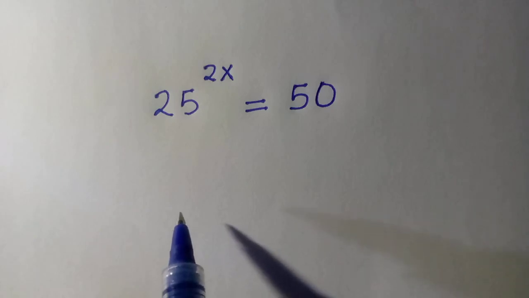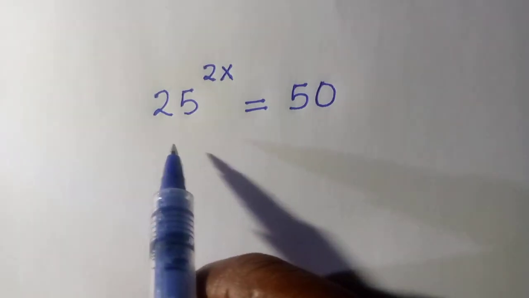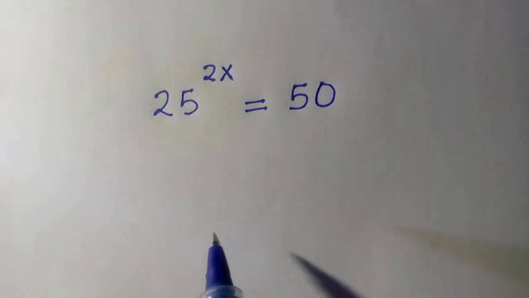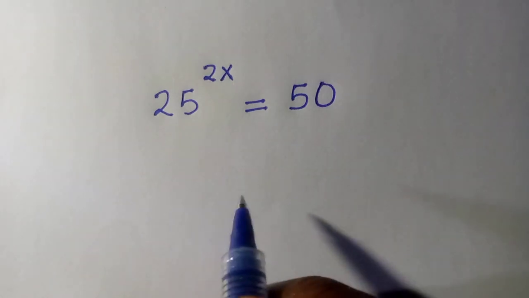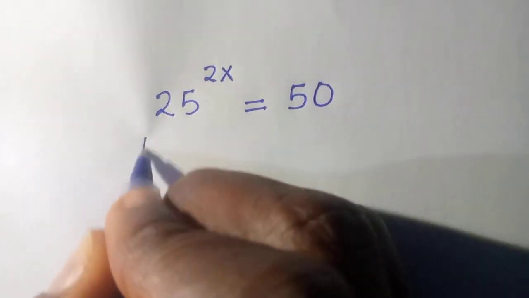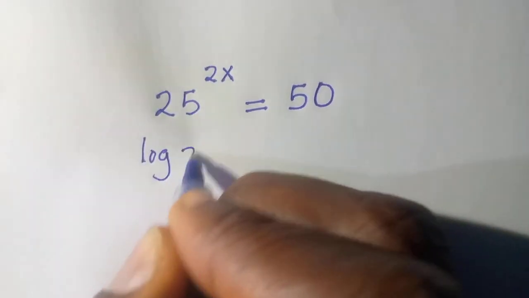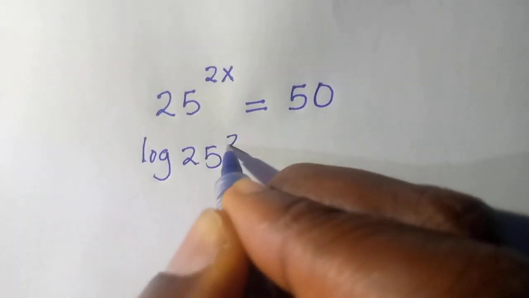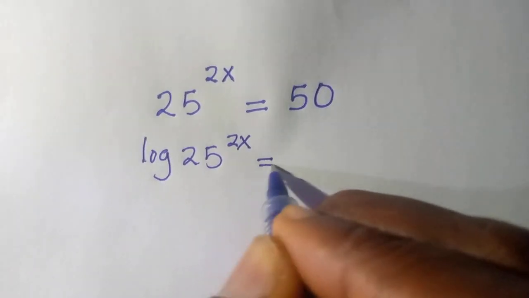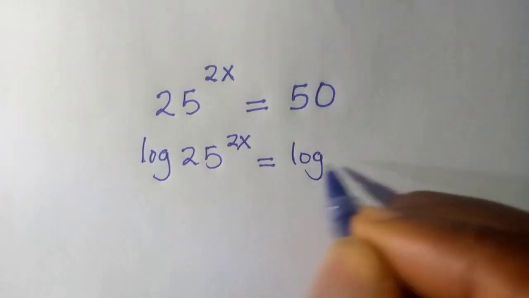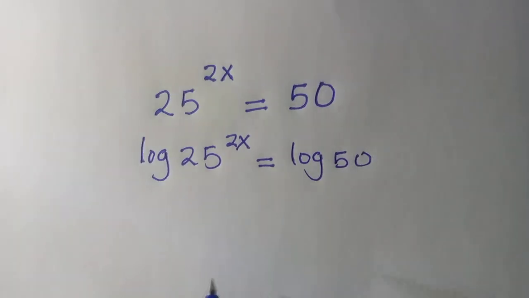How to solve this exponential equation where we have 25 to the power of 2x equals 50. To solve this, we introduce logarithm to both sides as log 25 raised to the power of 2x equals log 50.